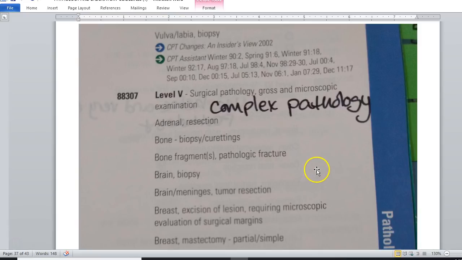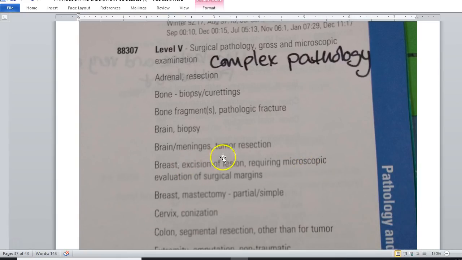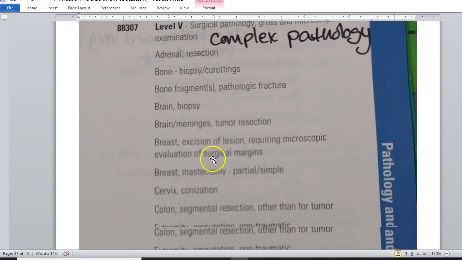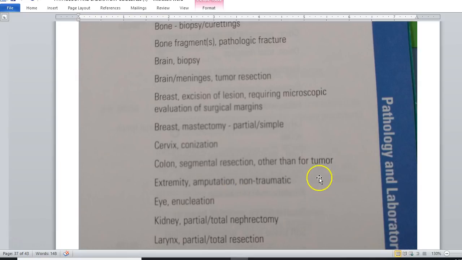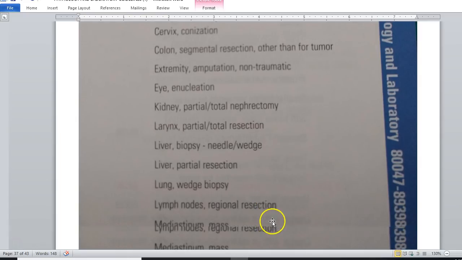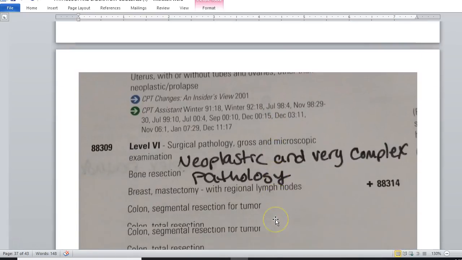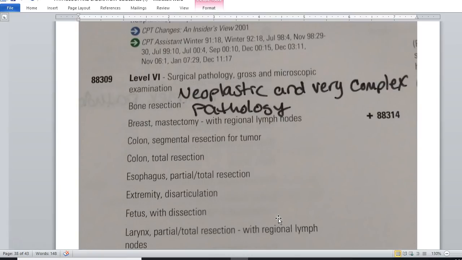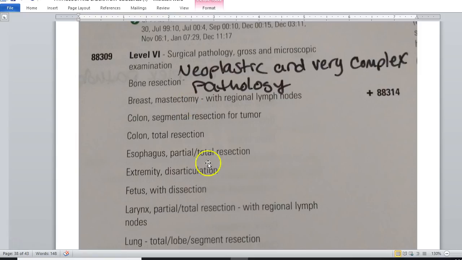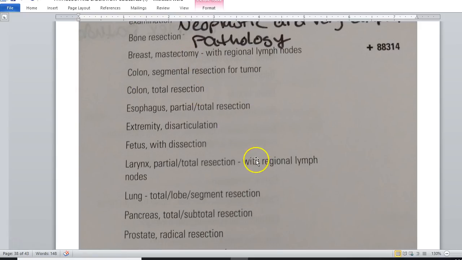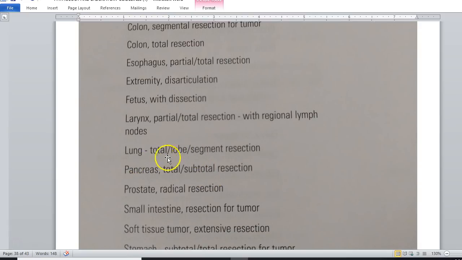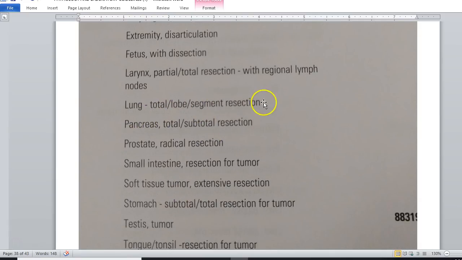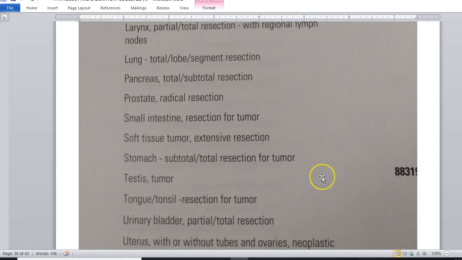Okay, so again, we're just matching up body parts as we go through. 88307, which is level 5, is a complex pathology. So again, things like a tumor resection from the brain or meninges, conization of the cervix. So these are things that, you know, we don't just remove for no reason. So there's a reason, and we want to make sure it's not cancerous. And then 88309, which is level 6, is considered neoplastic and very complex pathology. So again, a mastectomy, a total resection of the colon, a total lobe or lung resection, a radical resection of the prostate. So again, we're removing body parts. And again, you'll see a lot of these say either resection or resection for tumor.